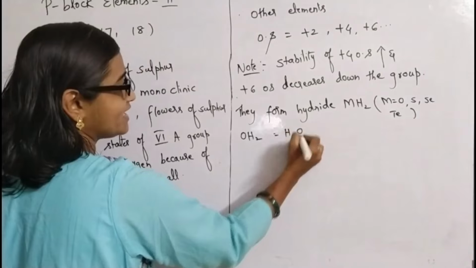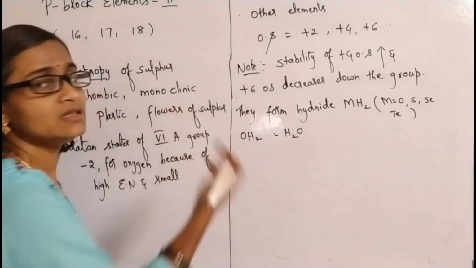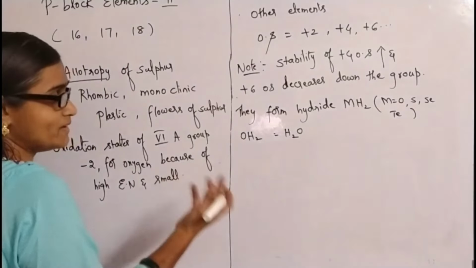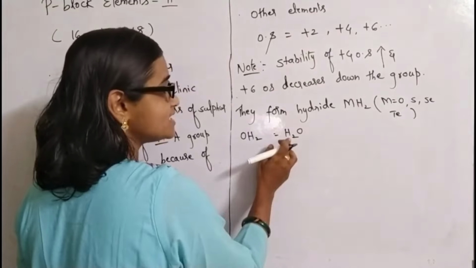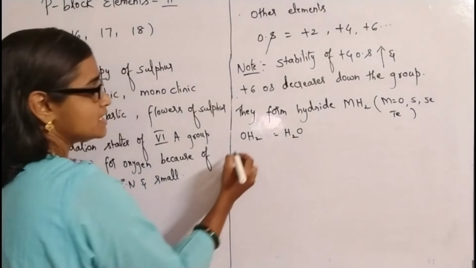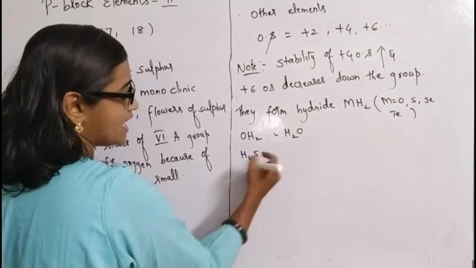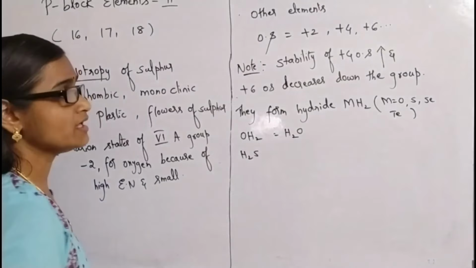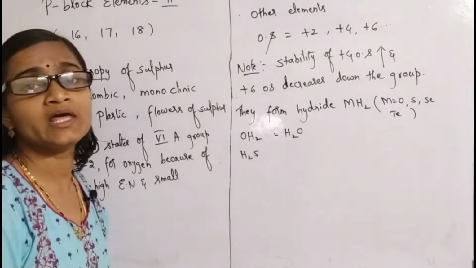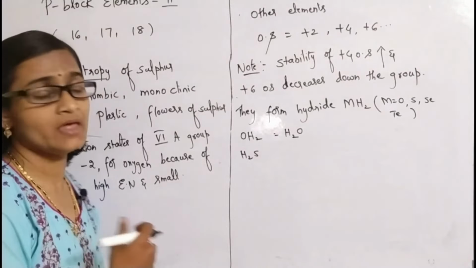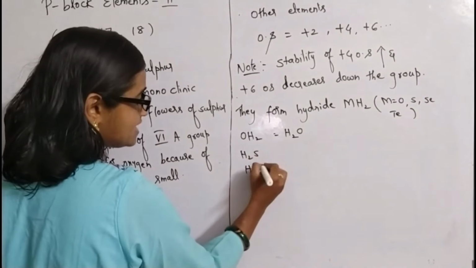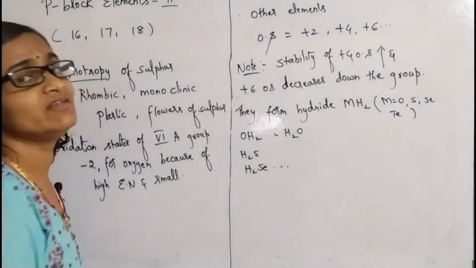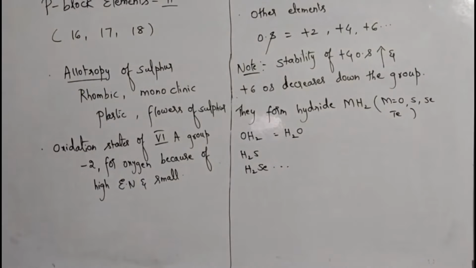Now generally we write hydrogen first and then the other non-metallic element. So water is the hydride of oxygen. Same like that, H2S, hydrogen sulfide, and H2Se, hydrogen selenide. These types of hydrides they will form.